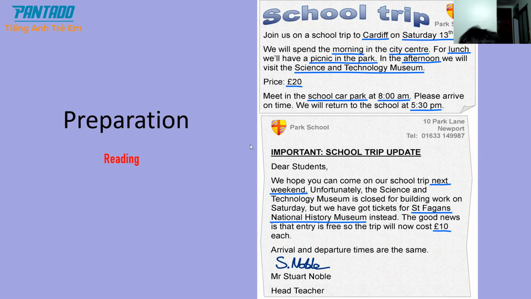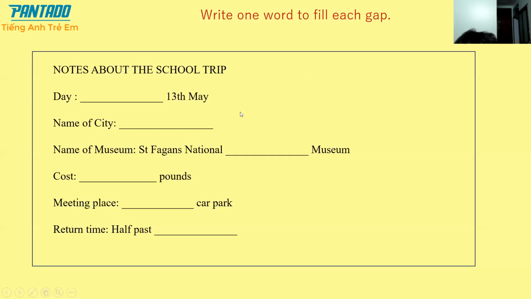Okay. So, if you will be invited on a school trip, Hui, are you going to join? Yes. All right. So remember this letter because there are some questions about it in the next page, okay? So this is about the school trip. Now, let's continue to the next slide. You're going to write one word to fill each gap. Okay. Notes about the school trip.